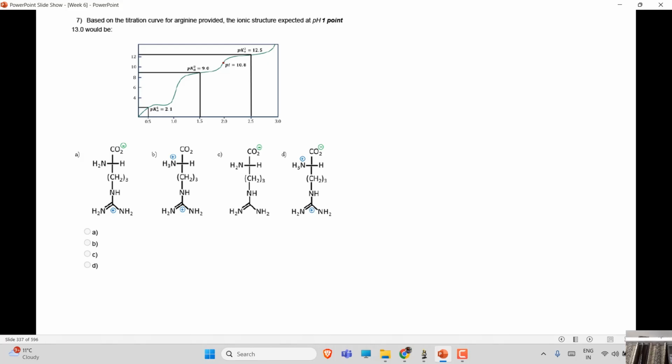Okay. So the correct ionic form at pH 13 is the one showing carboxylate COO minus, neutral NH2 on the alpha carbon, and a neutral guanidine side chain. That is option A. The other choices are wrong because they show groups that are still protonated, which is inconsistent with pH 13 being greater than all the pK values.